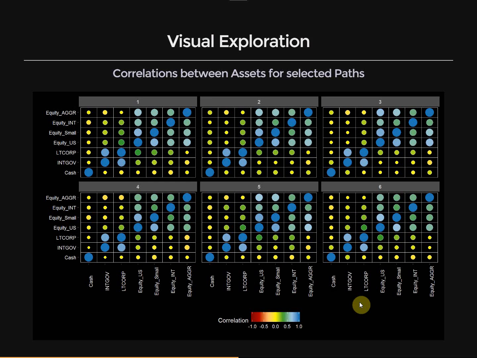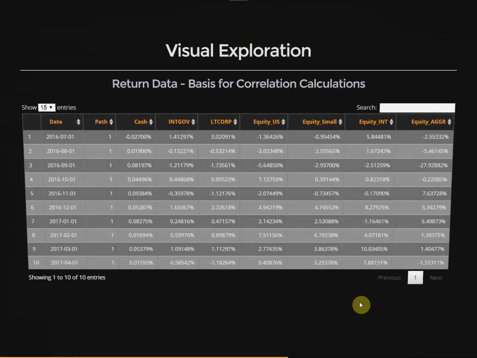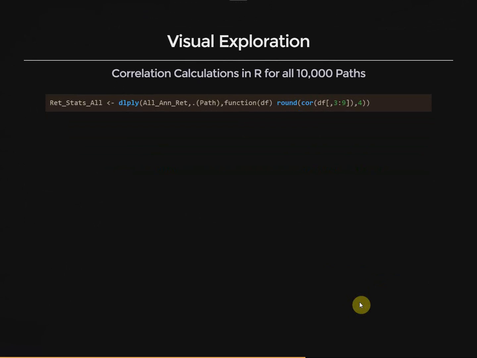But we have to do this for 10,000 paths. Can you imagine calculating the correlation matrix for 7 asset classes for 10,000 different paths? Do that in Excel. That would take a lot of work. Do you know how much code this is in R? It's 1 line of code.